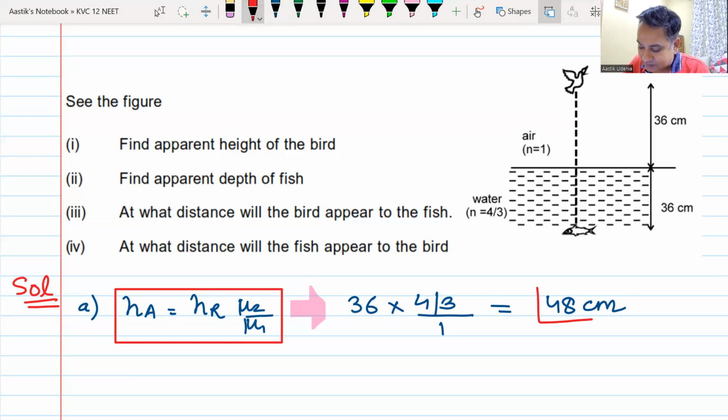If you got this answer, congratulations. You have done the first part correct. 48 centimeters is the first answer. Let us move ahead in life. Life has to move on. Let us do the second part. Again, I apply the same formula. H apparent is H real into mu2 divided by mu1.